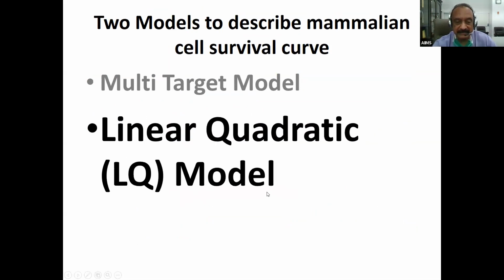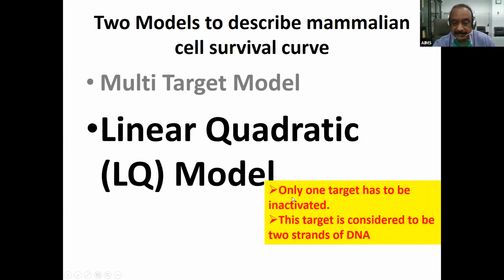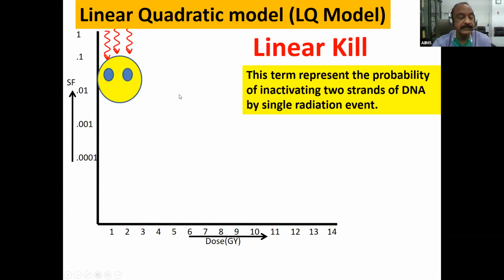Now this model also suggests that there are two processes of cell kill, that is linear and second quadratic. The multi-target model says that there are multiple targets, but this model says that there is only one target, and that target is the DNA molecule. This DNA molecule contains two helices, and these two helices are considered as two critical sites which need to be deactivated in order to bring death to the cells. And as I said, there are two processes of cell kill, linear and quadratic. Let us discuss one by one.